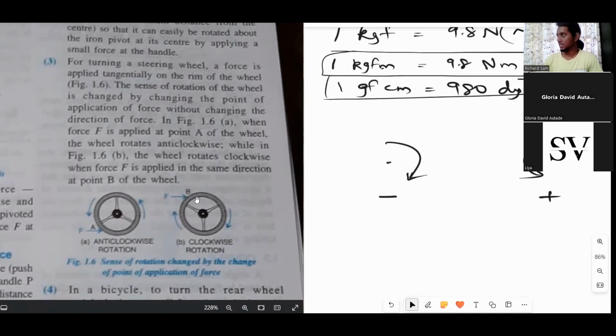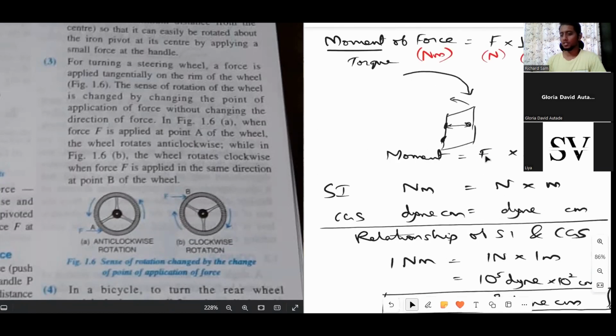It's like the example of me opening that nut. When I increased the distance, I had to apply less force. I didn't have to apply so much force, right? Same way here, increasing the size of the steering wheel can reduce the force applied.